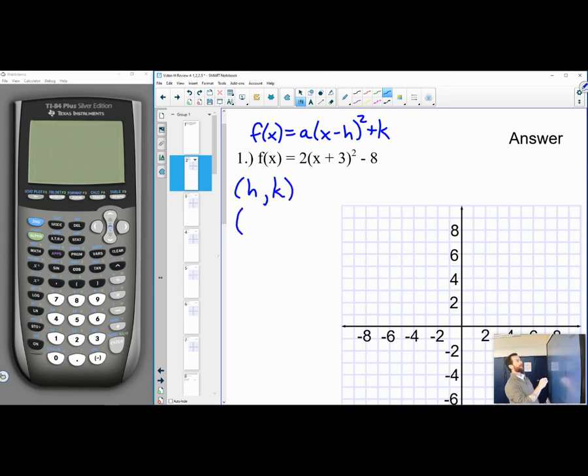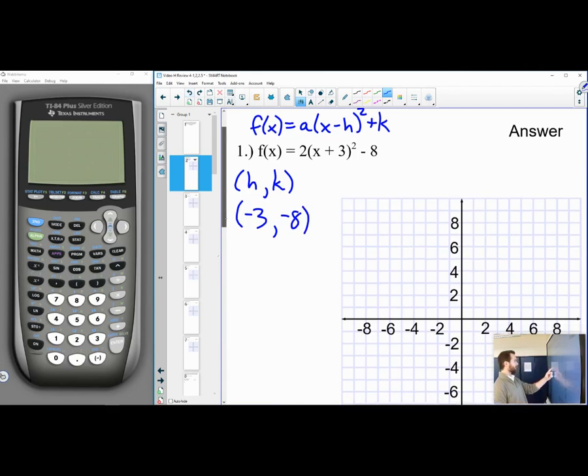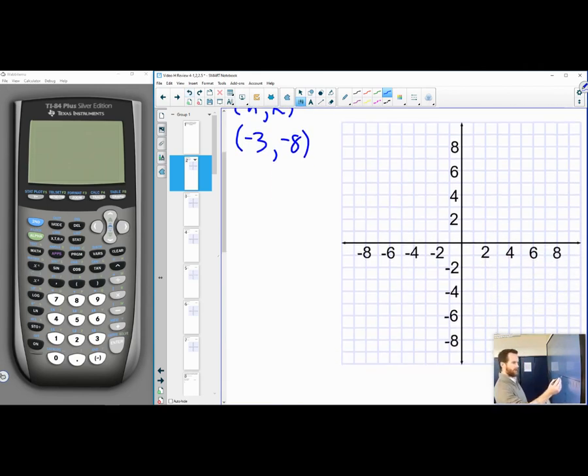So for this one, h is going to be a negative 3 because it looks like a positive 3, but remember, in the original formula, it's a negative h. Whatever sign it looks like h is, we change the sign when we take it out of the function rule. So it becomes a negative 3 and negative 8 for k because k stays the same. So negative 3, negative 8, let's graph that vertex. Negative 3 and negative 8 would be right there.